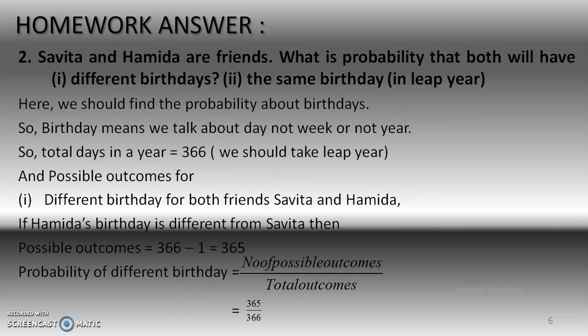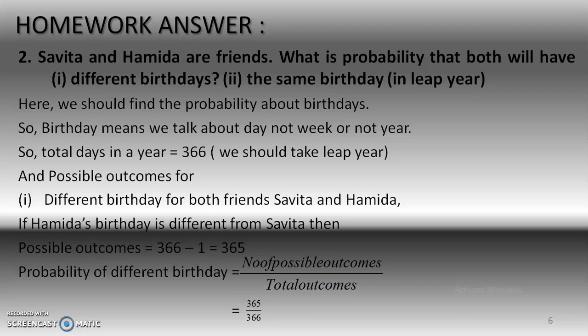Go to the next. Savita and Hamida are friends. What is the probability that both will have different birthdays and the same birthday in a leap year? Leap year means we should take 366 days as total outcomes, right? Here we should find the probability about birthday. So birthday means we should talk about day, not week or year. So total days in a year equals 366, right?